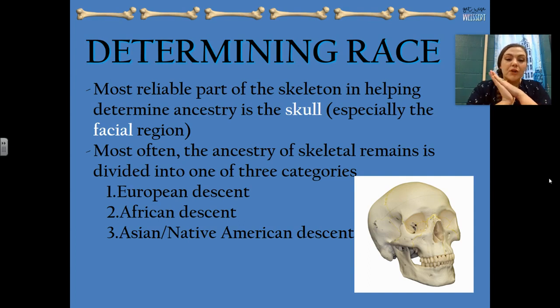All right, so the most reliable part of the skeleton in helping determine ancestry is the skull, especially the facial region. Most often the ancestry of skeletal remains is divided into one of three categories: European descent, African descent, Asian or Native American descent. That's really the only three categories. Obviously if a person is mixed, in like two categories, it's going to be a lot harder to identify them. If they're out of these three categories, then again, a little harder. Really all we can do by race is narrow them into those categories.